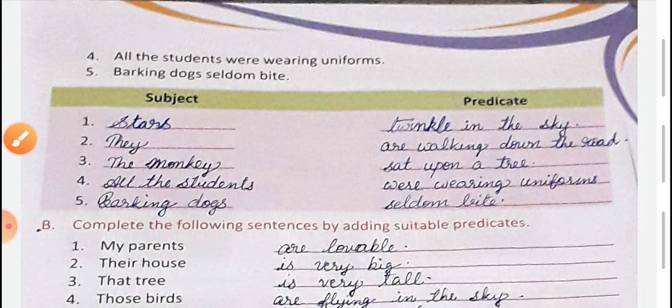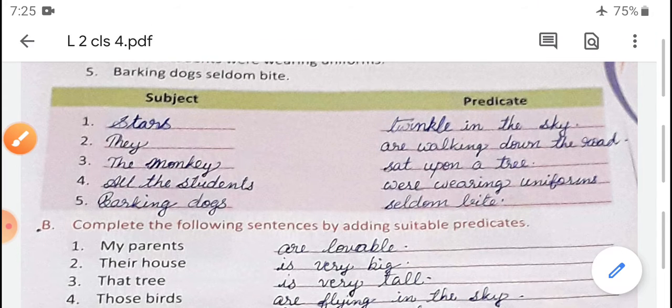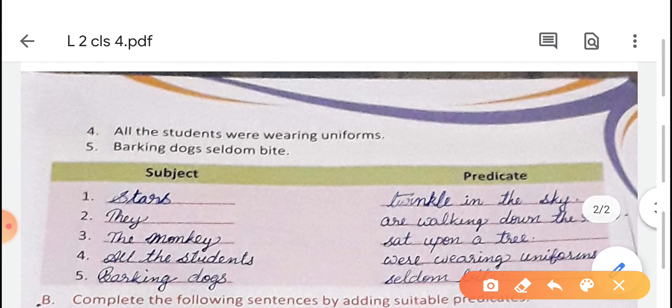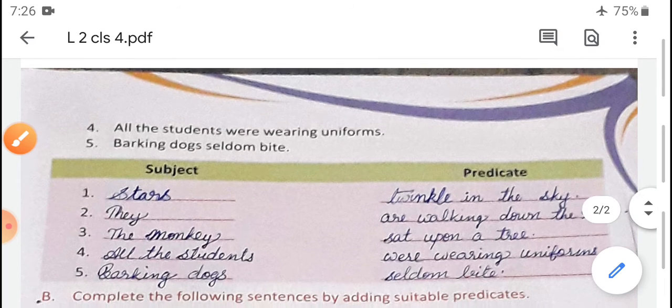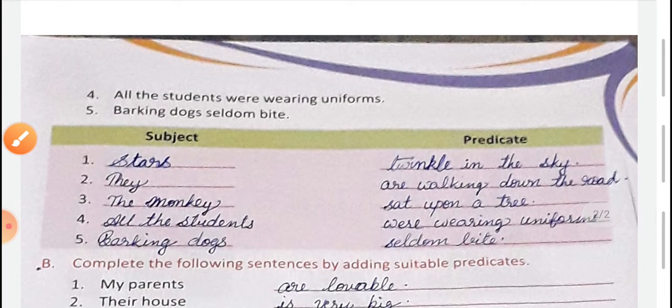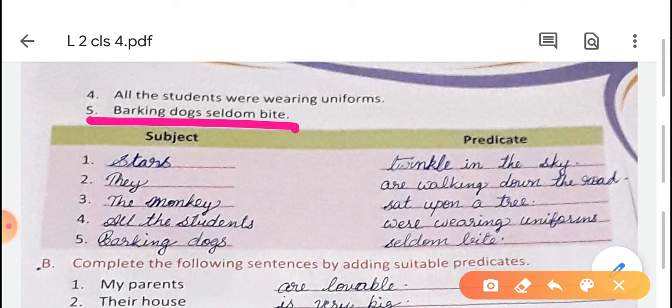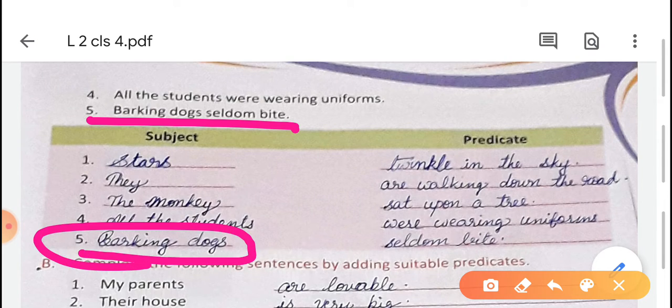Next sentence, all the students were wearing uniforms. Here all the students is subject, were wearing uniforms is predicate. Fifth one, barking dogs seldom bite. Here barking dogs, we are talking about the barking dogs, that is subject, and the predicate is seldom bite.